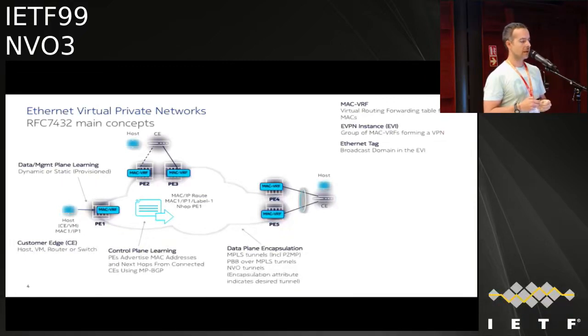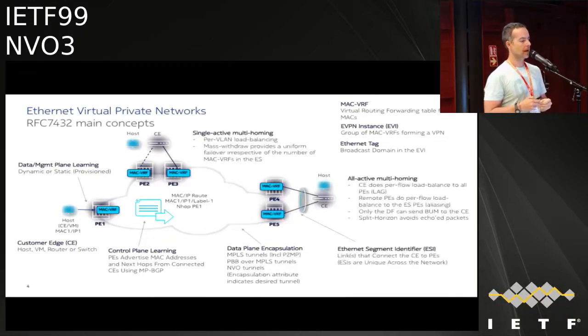Finally, one of the key features in EVPN is multi-homing. Single active multi-homing, which means per VLAN load balancing from a CE to a group of PEs. And if you have single active multi-homing, there are also nice features like mass withdrawal that allows you to have a uniform failover irrespective of the number of MAC addresses that you have in an Ethernet segment. But especially something very appealing is the all active multi-homing. So that is the ability of having per flow load balancing from a given CE to a group of PEs that are part of the same Ethernet segment.